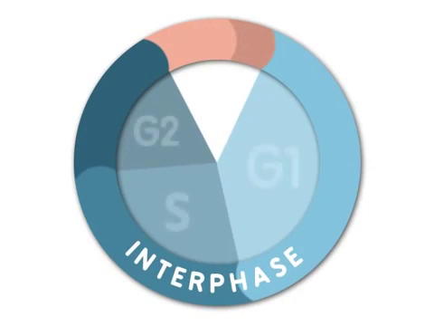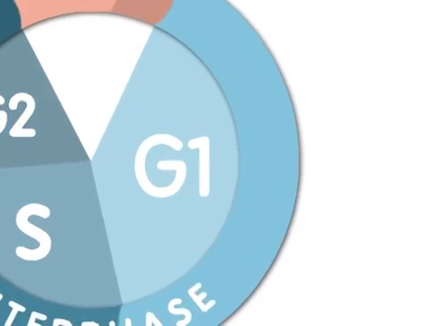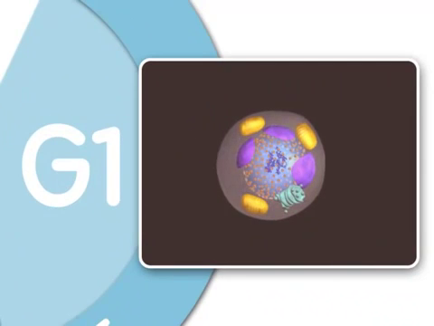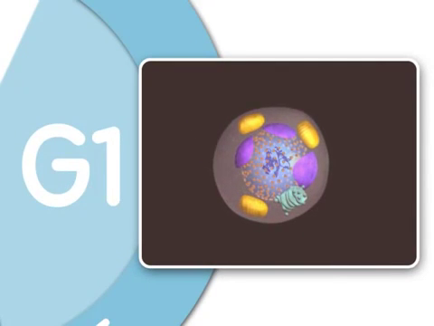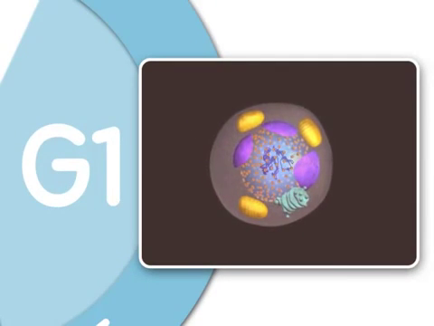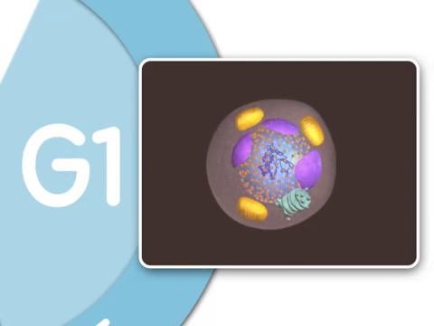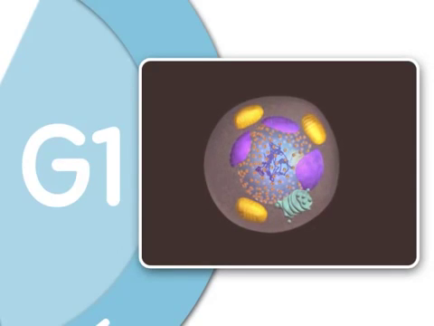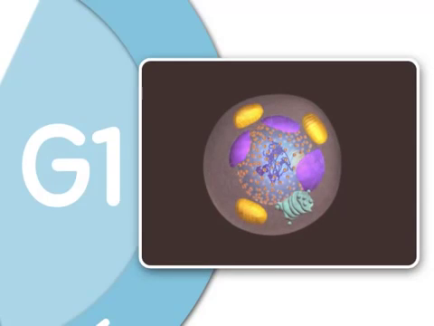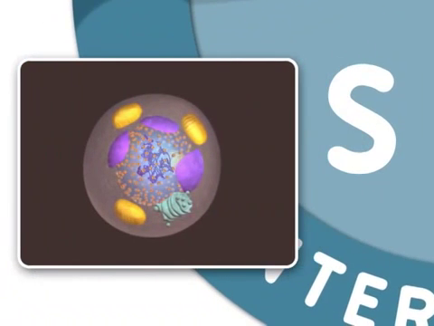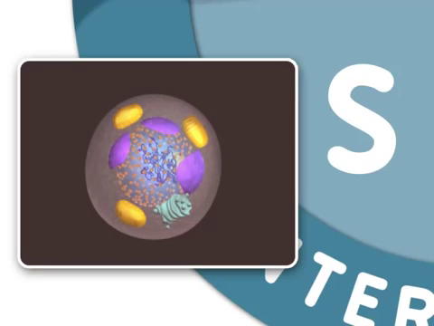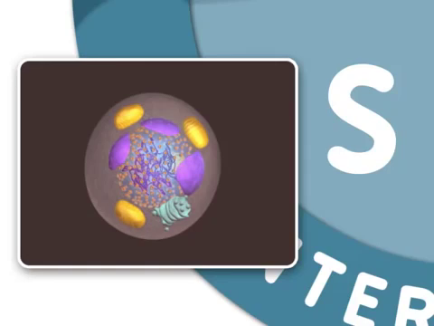Interphase consists of three stages called G1, S, and G2. G1, or gap 1, is the first growth stage of interphase. In G1, the cell grows to nearly its full size and performs many of its specific biochemical functions that aid the organism. Next is the S, or synthesis phase. This is an important stage because it is during the S phase that DNA in the nucleus is replicated.